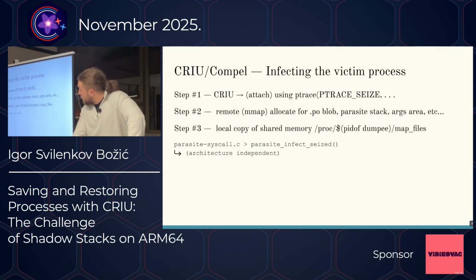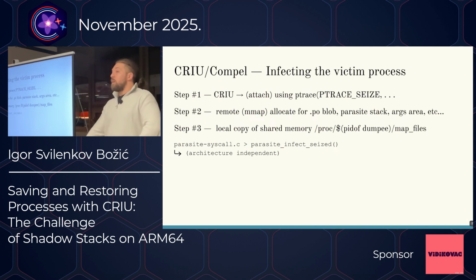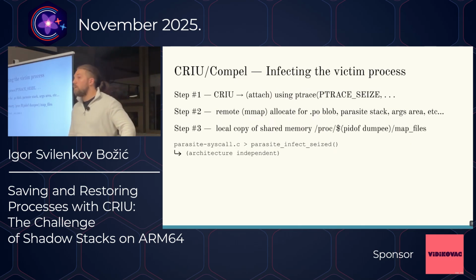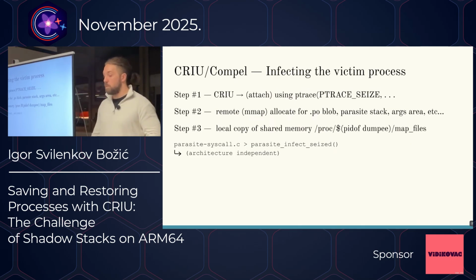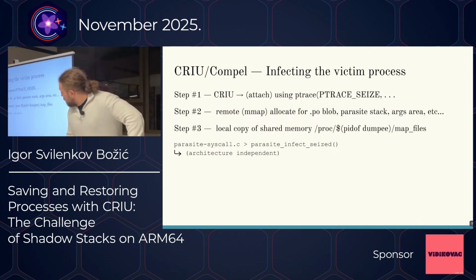Also, a major thing to mention here is that the tracer, in this case CRIU, makes a copy of this shared memory that is just being allocated, and it can write to it, so it can exchange stuff with the parasite directly through memory. There's also a function here, and where you can look it up if you're interested.